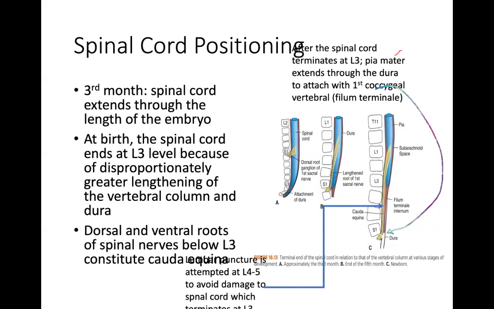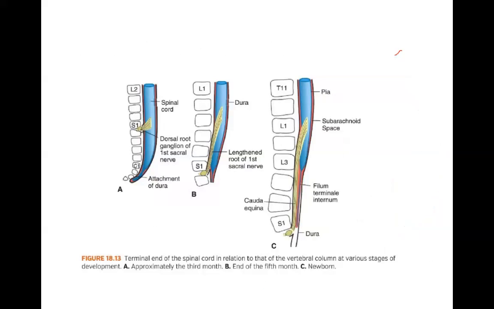Which is why when you do a lumbar puncture, it is attempted at L4, L5 to avoid damage to the spinal cord, because it is going to terminate higher up, either between L2 and L3 or L1 and L2. So the lumbar puncture area is specified to be between L4 and L5. At least you have to go further down so that you do not damage the spinal cord.